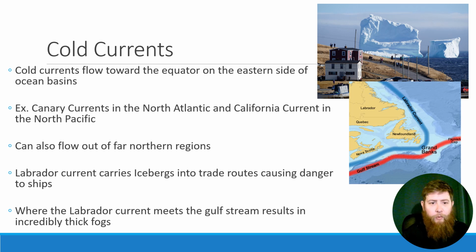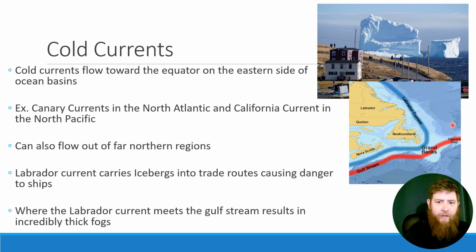All right, cold currents. These are flowing towards the equator, usually on the eastern side of ocean basins. A great example is the Canary Current in the North Atlantic or the California Current on the West Coast. They can also flow out of regions farther north than that. And when they do, like the Labrador Current here, it brings big icebergs from way up north down into trade routes, which can cause danger to ships. It can cause cooling of that water.